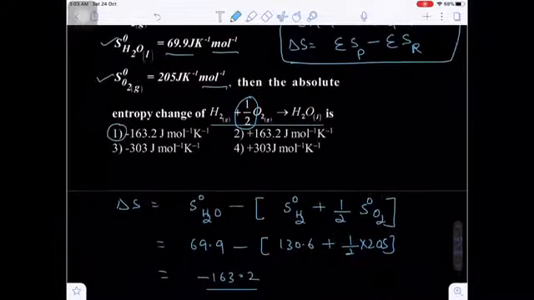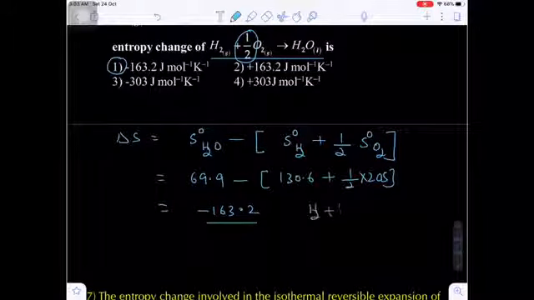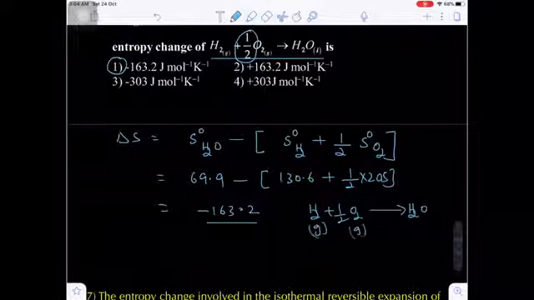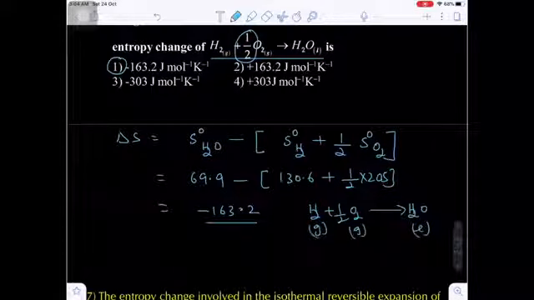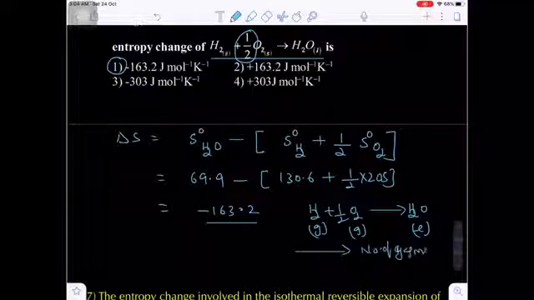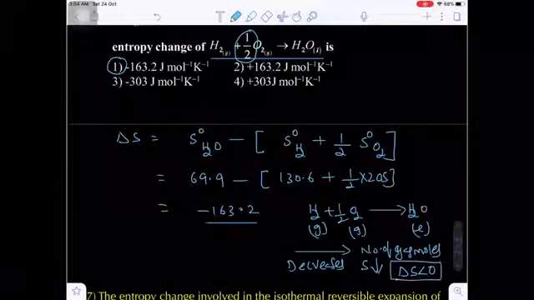Option number 1. Remember, a simple explanation, we can say hydrogen combined with oxygen gives what? Water. Now what are the physical states given? Hydrogen gas, oxygen gas, but water will be liquid. Now you see from left to right as we move, what happens? The number of gas moles decreases. When the number of gas moles decreases, randomness decreases, entropy decreases. That means the change in the entropy value should be negative.